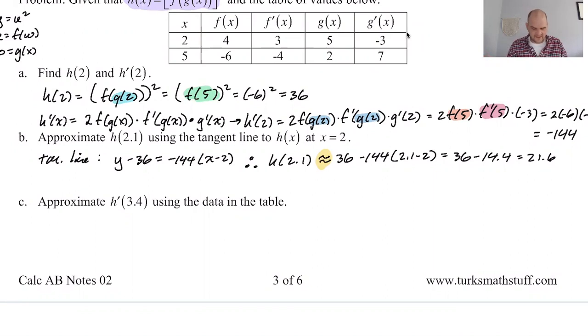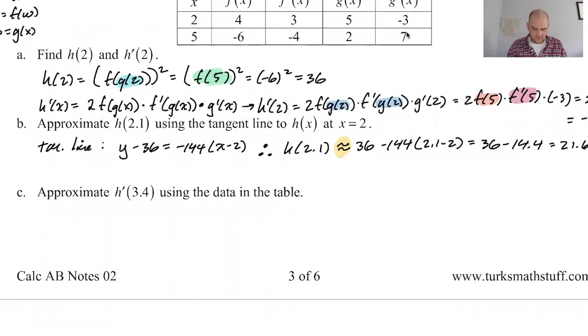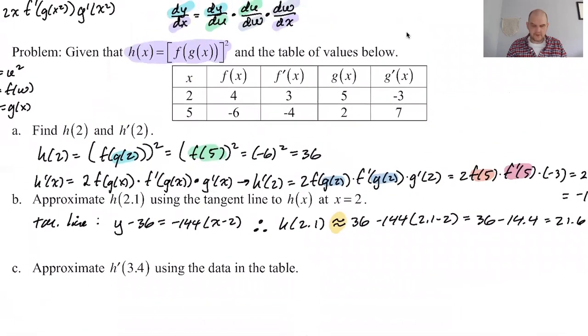All right, let's do this last thing. We want to approximate h prime of 3.4. It's really important to remember that when you're approximating h prime of anything, you're using a secant line to do it. So we'll just use a secant line between 2 and 5, because those are the only values that we have in the table anyway.